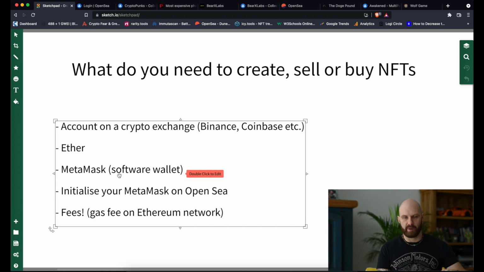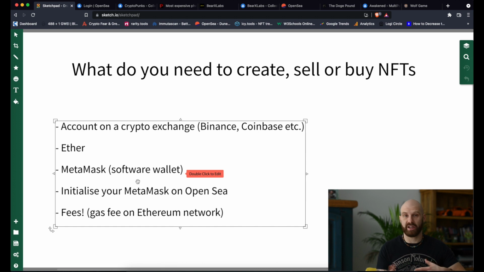So I have my MetaMask. I transferred some ETH to my MetaMask. The next step is to initialize your MetaMask on OpenSea. This is not needed for purchases, but if you want to list your own NFT on OpenSea, you will need to do this step. Annoyingly, it's not the cheapest thing.